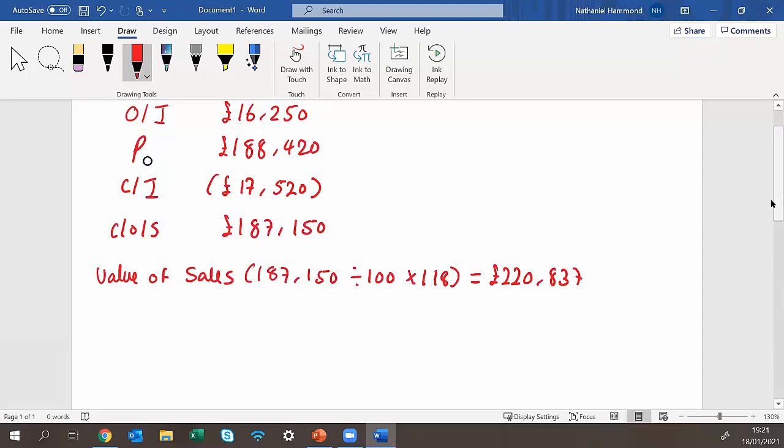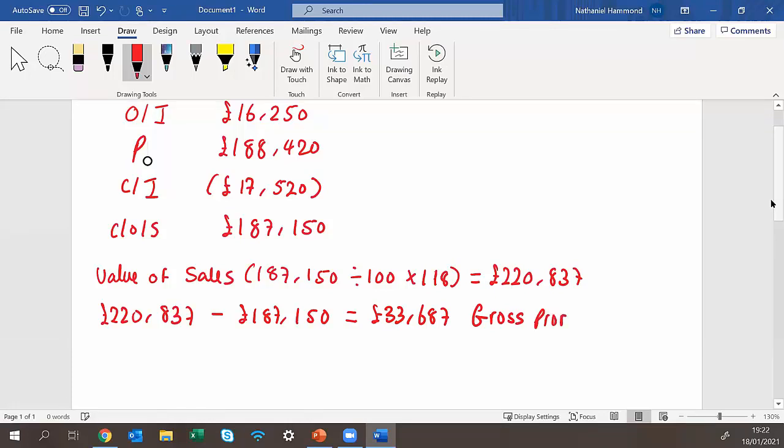So again, just by using markup, we've very quickly established what the value of sales is, and because the question's asking for gross profit, it's simply a case of deducting one from the other. 220,837, less our cost of sales of 187,150 gives us a gross profit of 33,687 pounds. And that is our gross profit. And that is fundamentally it. So you can see there how the inclusion of markup and margin affects these questions.